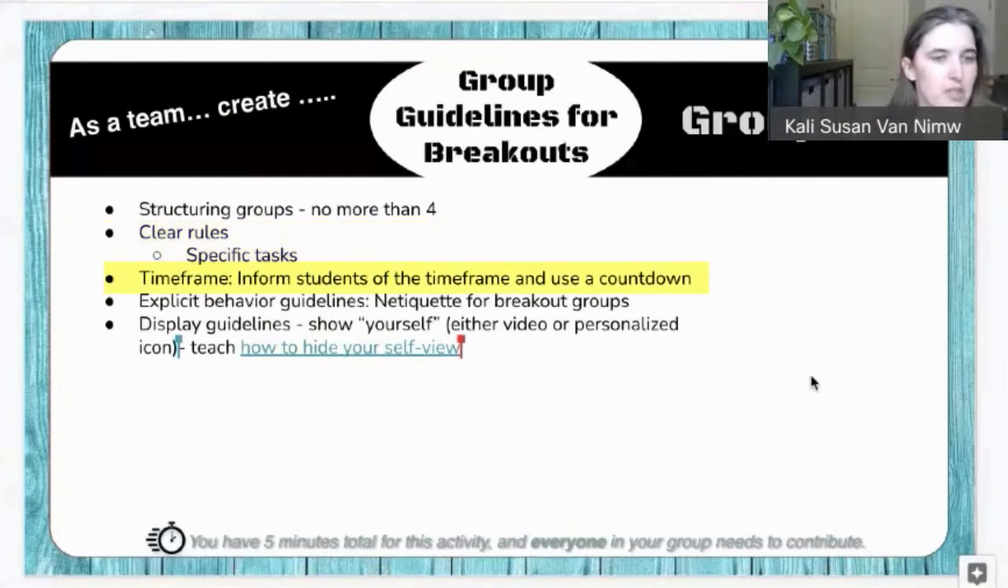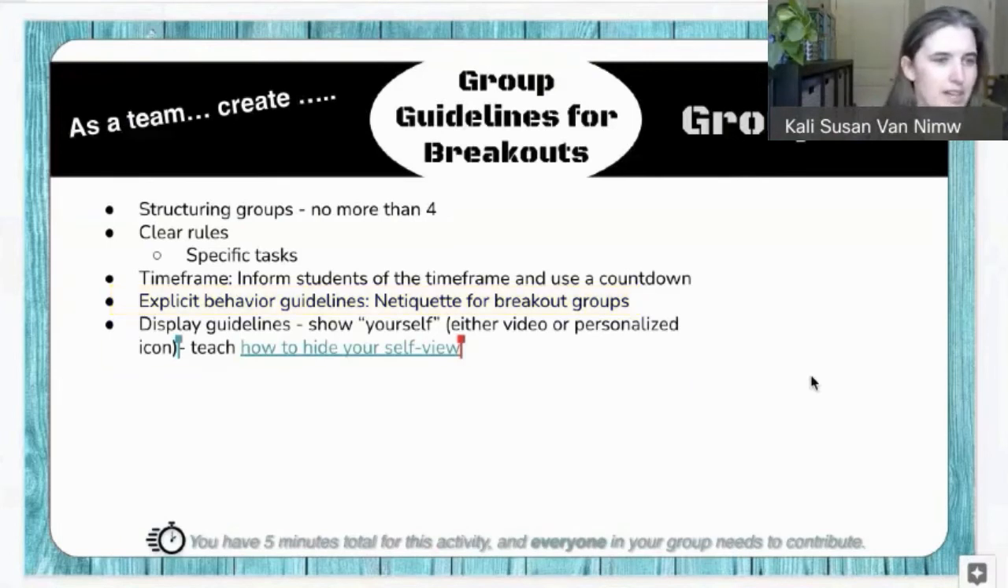Time frame, we really liked the countdown versus count up clock because it meant that students could keep an eye on their own time and have an idea of, okay, we're coming back at this time versus, did she say 10 minutes or 5 minutes? Explicit behavior guidelines, netiquette essentially for breakout groups. If you're having a discussion, especially if the teacher's not in the room, make sure you're keeping it civil and respectful, especially if you're talking about things that might be contentious issues.